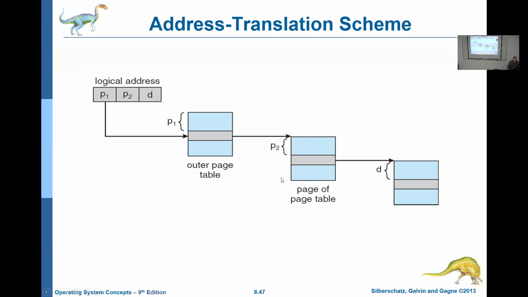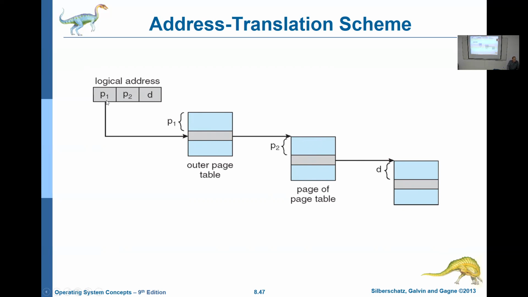I think this is a frame. Jump to this frame. And then in that frame, I use P2 to tell me go down this many spaces. And that will tell me the actual frame of the memory I'm interested in. And then I still need to use the D over here. Everyone's with me? I see everyone looking down. P2 tells me which frame of the actual page table I want.